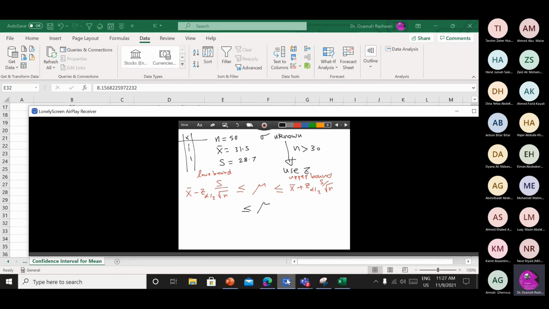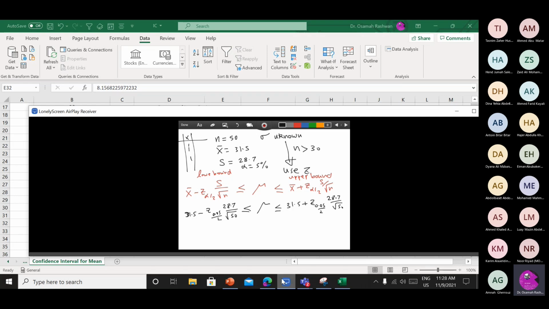X bar is what? 31.5, right? Minus Z alpha over 2, alpha is given to you as 5%, so I'm looking for Z of 0.05 over 2. S is what? 28.7 over root 50 less than x bar, 31.5, plus Z alpha over 2, which I will leave to get from the table, S is 28.7 over root 50.